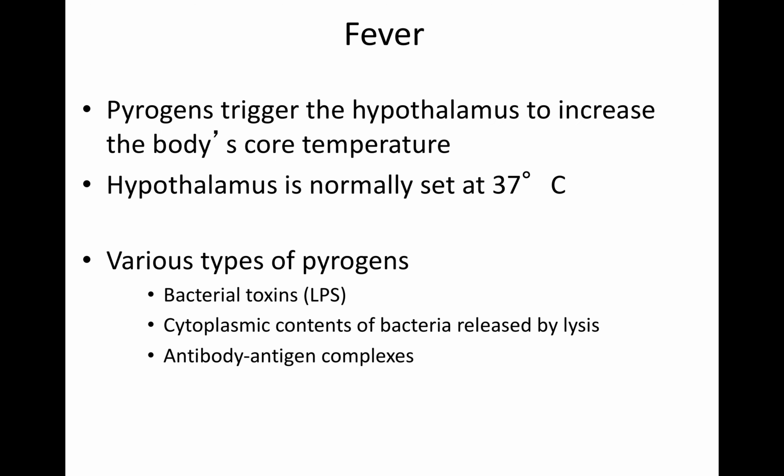Fever is the last part of the innate immune system. Chemicals called pyrogens can trigger the hypothalamus to increase the body's core temperature. So our normal core temperature is set at 37 degrees Celsius. Fever would be anything higher than 37 degrees. There are different types of pyrogens. They can be bacterial toxins such as lipopolysaccharide or other toxins, cytoplasmic contents of bacteria released when the cell is lysed, or antibody-antigen complexes.